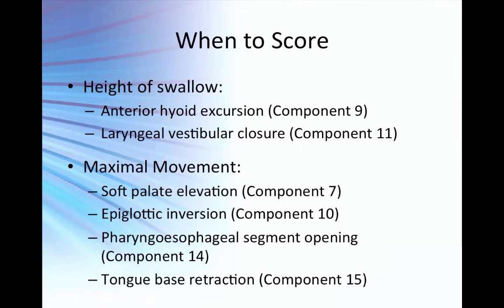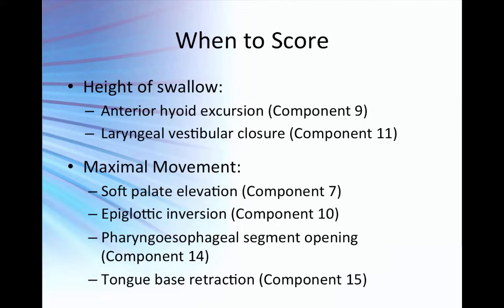For these other structural displacement scores, you make your judgment and apply your score at the point of maximal movement of that particular structure. For rating soft palate elevation and retraction, you go to the video frame where the soft palate's maximally elevated and retracted. Epiglottic inversion, the point of maximal inversion. And that may be just horizontal because it may not fully invert. In fact, it may not even be horizontal. But you go to the point of maximal displacement of that structure, and that's your score.